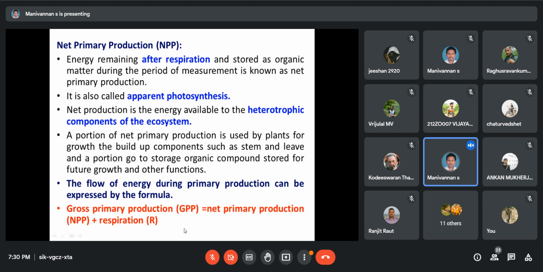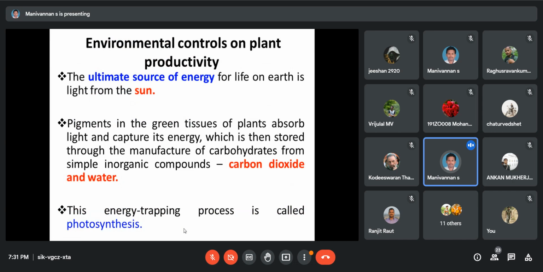What are the environmental controls on plant productivity? The first one: what is the ultimate source of energy? The ultimate source of energy for life on earth is light from the sun. The sun is the only energy source for our earth. The pigments in the green tissue of the plant absorb the light and capture the energy, which is stored for growth and manufacture. This energy trapping process is called photosynthesis.